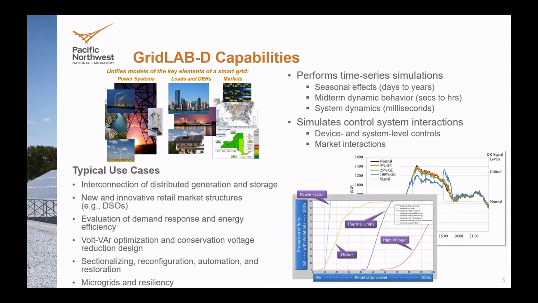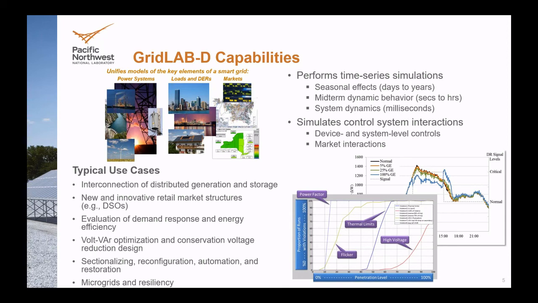Some typical use cases, and we'll go into some of these in a little more detail. The interconnection of distributed generation and storage: how deploying things like photovoltaic or local or community level energy storage might influence your distribution system and what kind of benefits it might have. New and innovative retail market structures for distribution system operators. If you wanted to have a retail market overlaid and have end users or end use appliances operating in real time on that, bidding in their desired demand, and then reconciling the market, figuring out how much you're willing to pay for electricity and adjusting your demand accordingly.